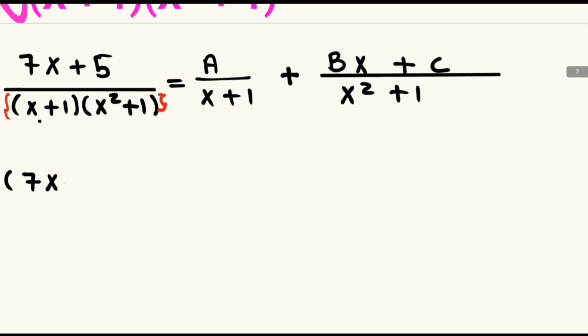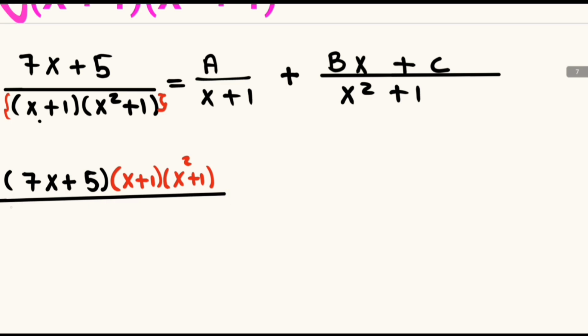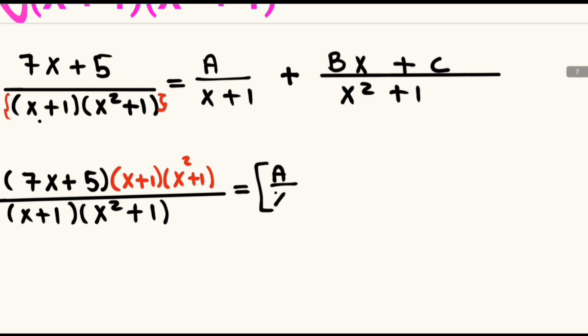The 7x plus 5 will be multiplied by x plus 1, multiplied by the x squared plus 1, divided by the x plus 1, multiplied by the x squared plus 1. So even on the right hand side, we also multiply the right hand side with the x plus 1 multiplied by the x squared plus 1.